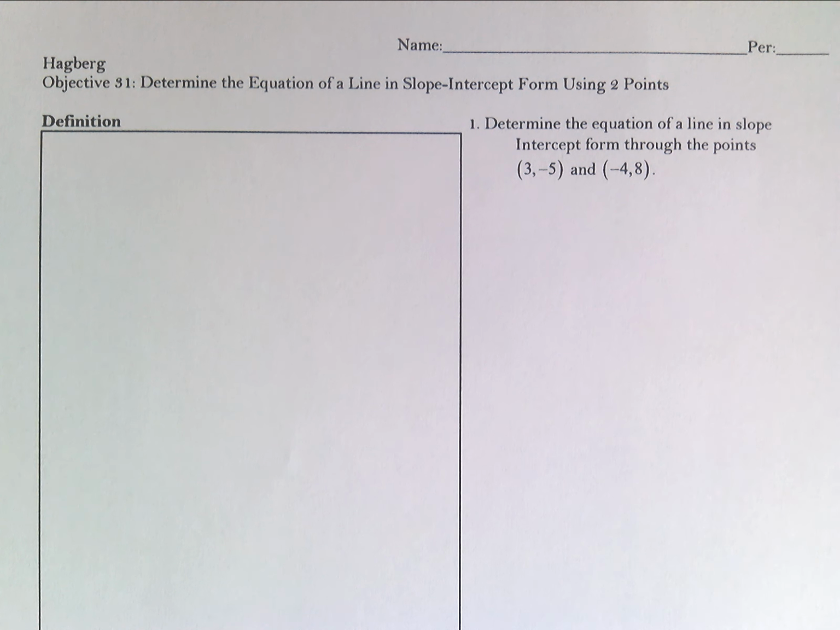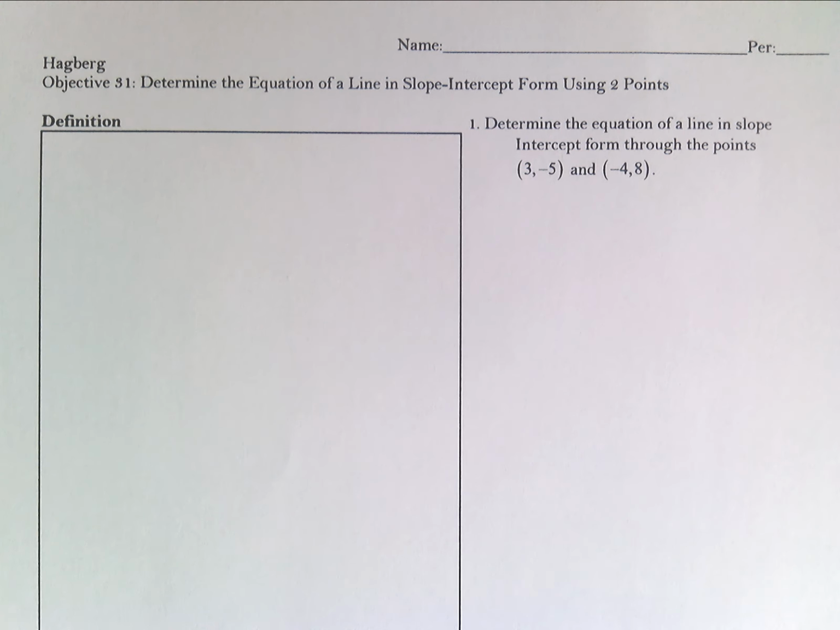All right, here we go with objective 31, determining the equation of a line in slope-intercept form using 2 points. So this is going to be a really useful skill. I'd say it's probably one of the most useful skills in this unit because we've talked about 2 different forms now, point-slope form and slope-intercept form. Point-slope form, of course, uses the point and the slope, where slope-intercept form uses the slope and the y-intercept.